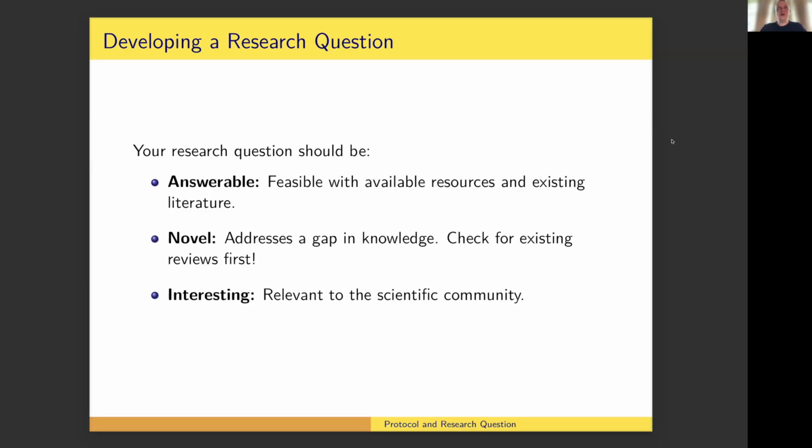And so a far too broad research question might not only be time-wise unfeasible to find all the evidence for, it might not be so interesting if you get it answered because it was too broad. It needs to be novel. Ideally, you're addressing a gap in the evidence base or the knowledge base that nobody has before. So we should really be checking for existing reviews first and see if somebody else has conducted this review before.